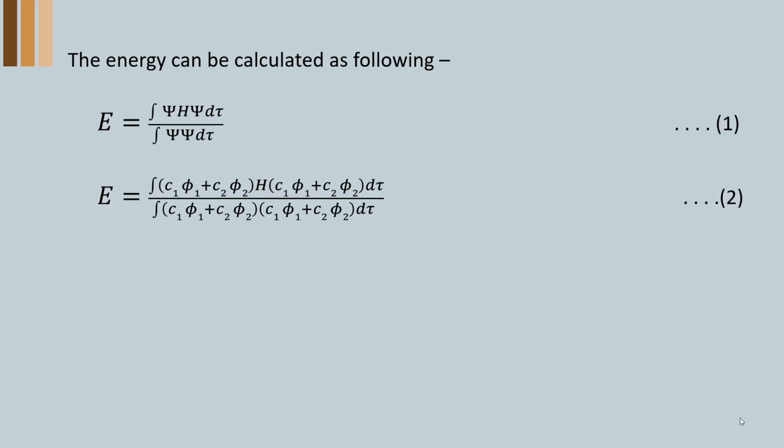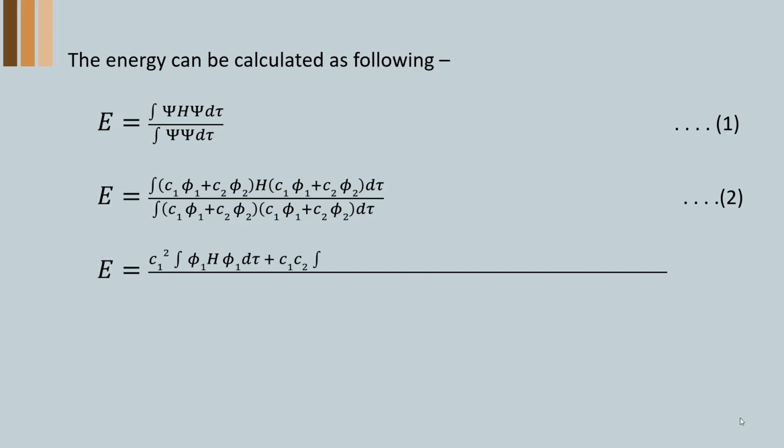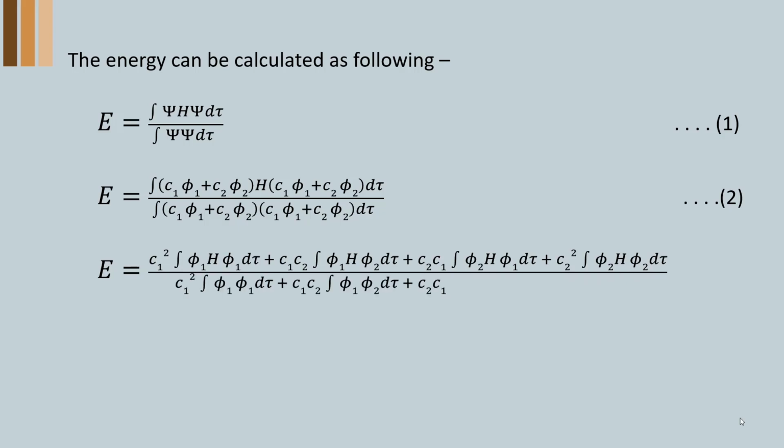Now, the rest of the thing is merely mathematical. Just keep on multiplying the components inside as described here, and you will reach the final solution that is coming onto your screen, represented by equation number 3. Here we have simply multiplied the components including the Hamiltonian operator, and we are getting C1 square integral of phi1 H phi1 d tau, C1 C2 integral of phi1 H phi2 d tau, C2 C1 integral of phi2 H phi1 d tau, C2 square integral of phi2 H phi2 d tau, and so on.